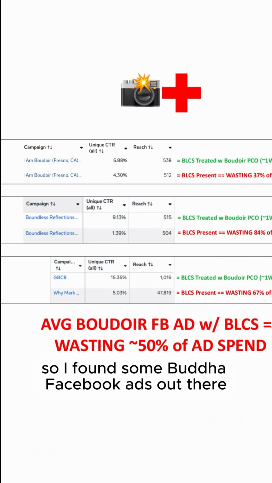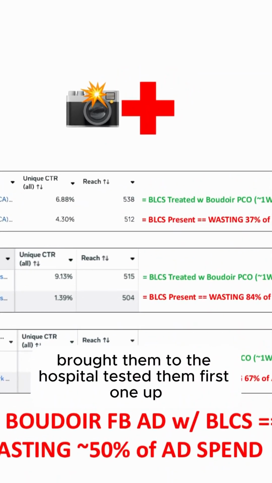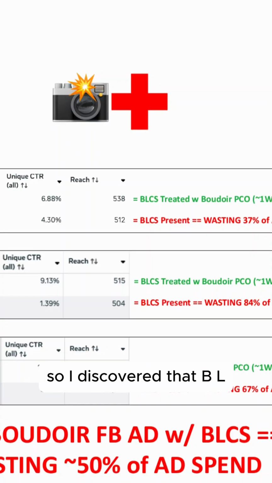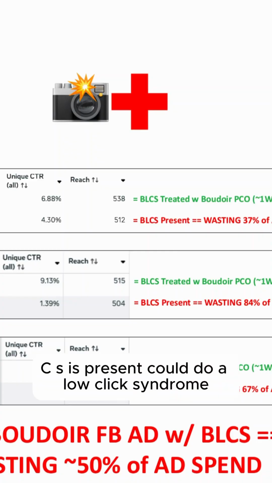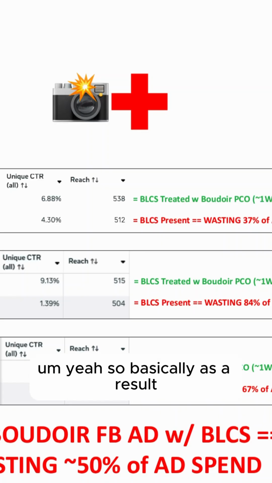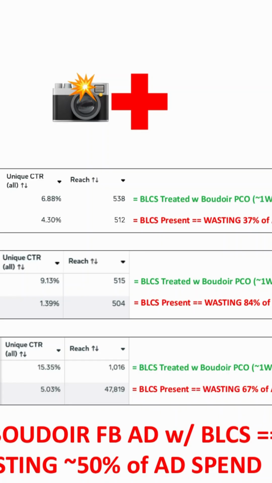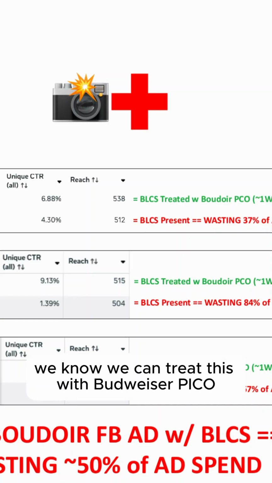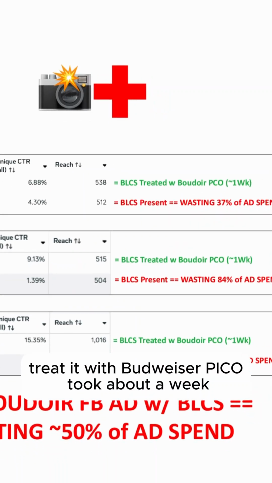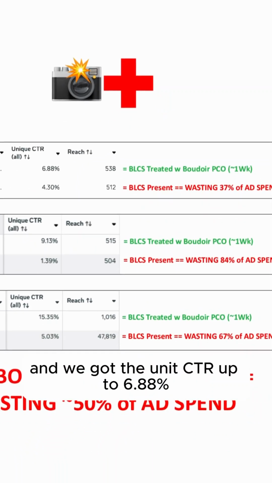Now here onto my residency. So I found some Boudoir Facebook ads out there, brought them to the hospital, tested them. First one up, found out its unique CTR is 4.3%. So I discovered that BLCS is present, Boudoir low click syndrome. And as a result, we know we can treat this with Boudoir Pico. Takes about a week. So that's what we did. Treated it with Boudoir Pico, took about a week. And we got the unique CTR up to 6.88%.